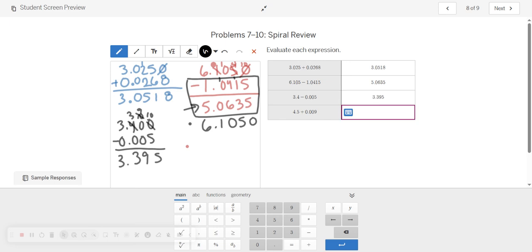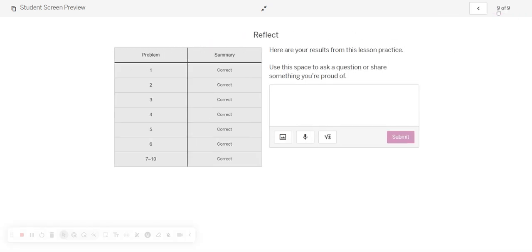I'm not even going to do work on this one. 4.5, there's nothing that lines up, there's just zeros. So you have 4 plus 0, 5 plus 0. You get another 0, don't lose that one. And then I have a 9 way at the end. Let's see how I do this time. Yay, got them all correct. That first video I did not. I had a 3 out of 4 on number 6.